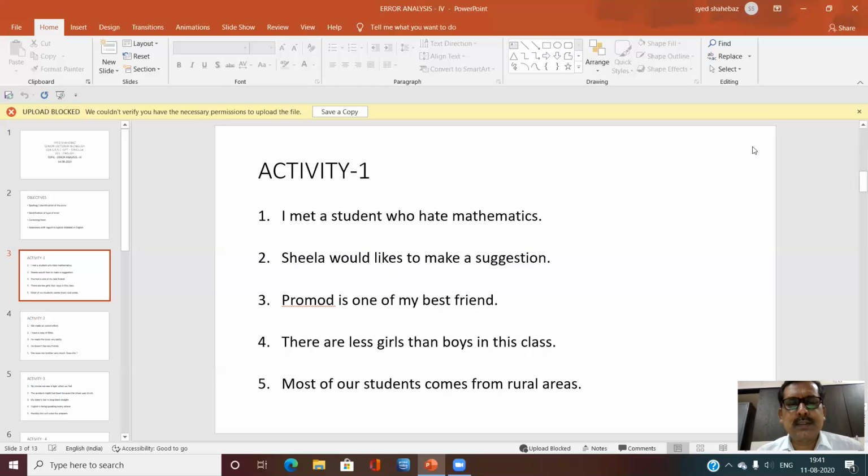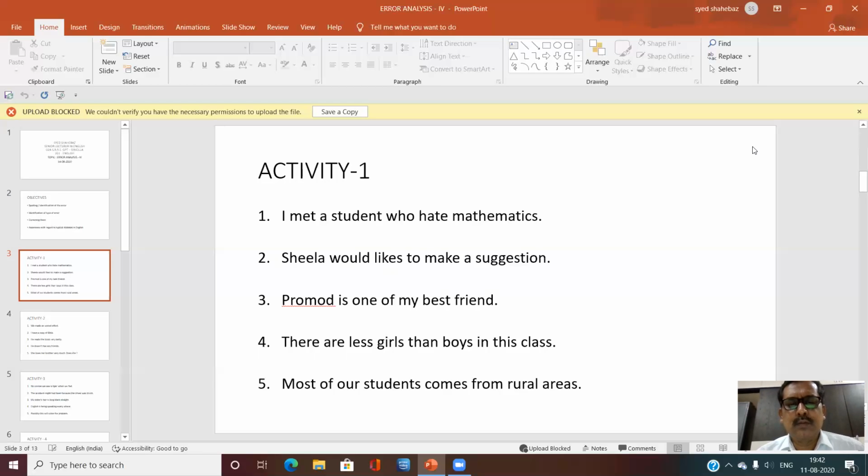Fourth sentence, there are less girls than boys in this class. There are lesser girls than boys in this class, not less. Because we are comparing two groups, a group of girls with the group of boys. So we have to use comparative degree. Less is positive degree. So the comparative degree is lesser. There are lesser girls than boys in this class.